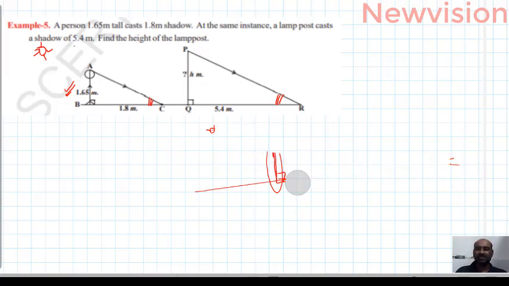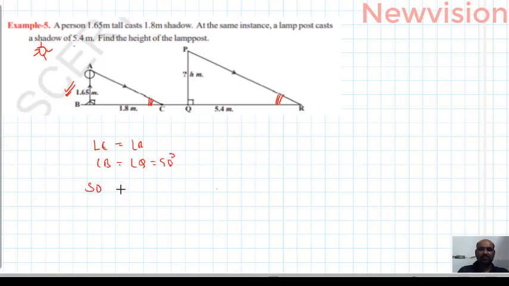That's why I can say, angle C equal to angle R and angle B equal to angle Q, 90 degrees. So from AA similarity these two triangles are similar. I will write: angle C equal to angle R, one thing. Next, angle B equal to angle Q equal to 90 degrees. So from AA similarity, triangle ABC is similar to triangle PQR.